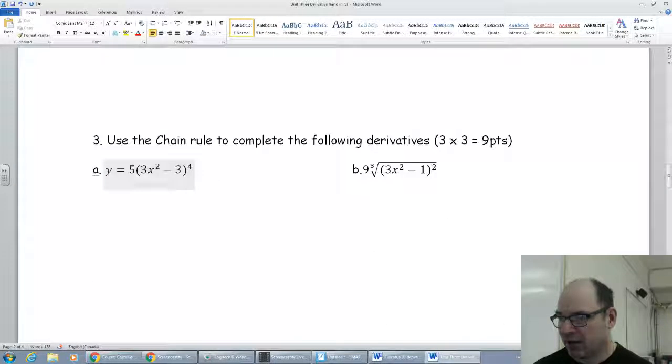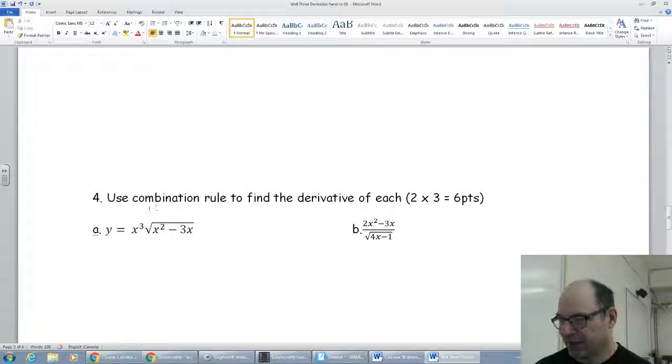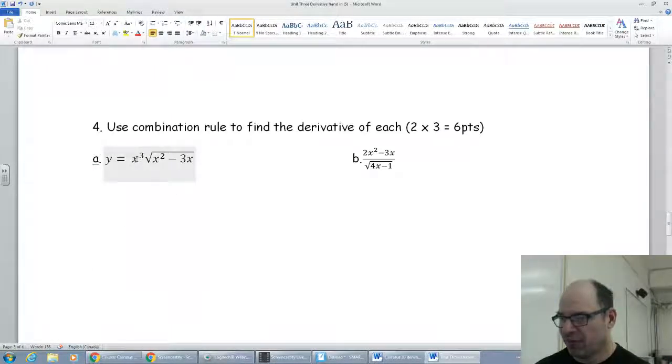Okay, here is the chain rule. Straight chain rule here with powers. Another chain rule with roots. And a chain rule with 2 roots and adding in it. Okay, combination rule. You got to use combination rule. This is a product rule, chain rule. This is a quotient rule, chain rule.